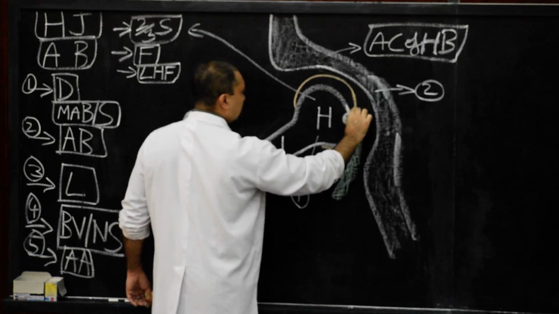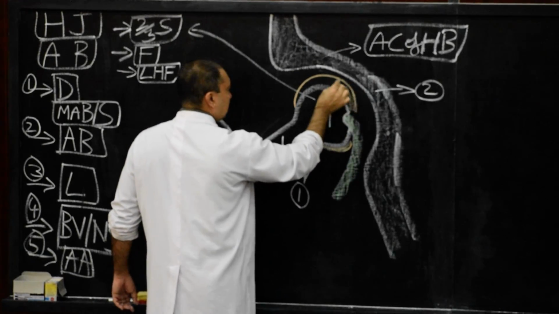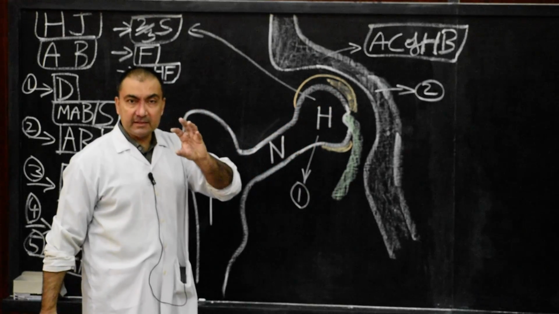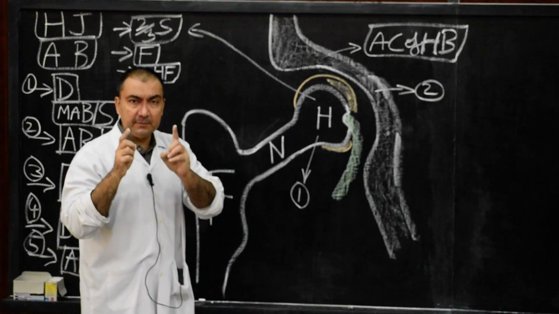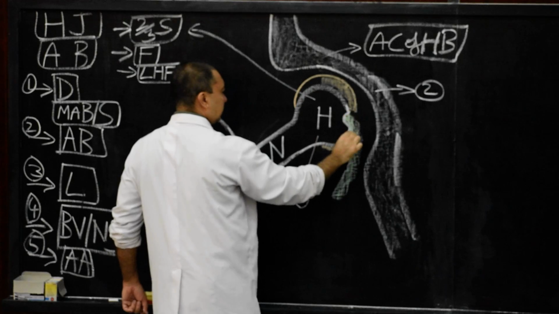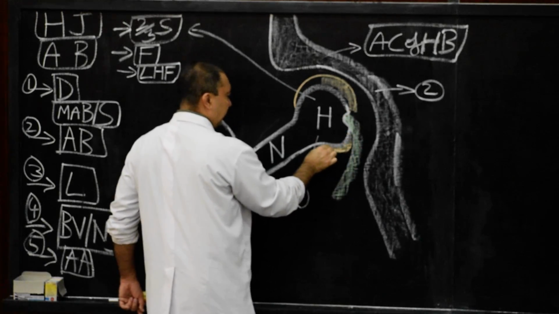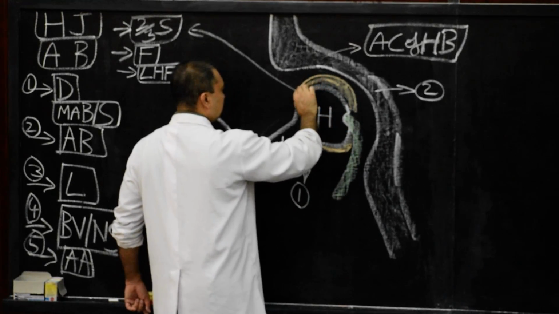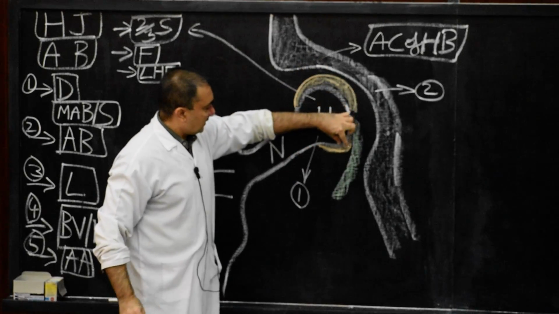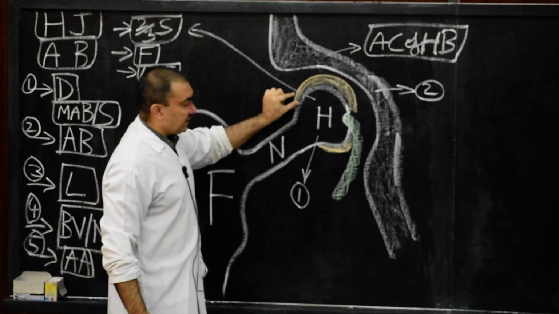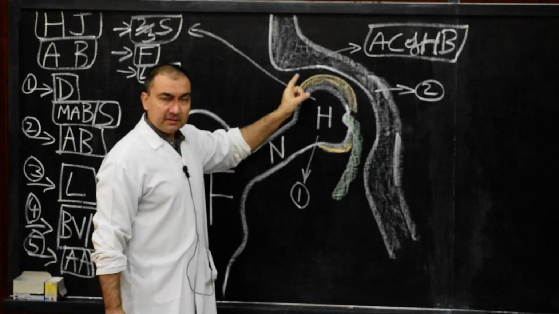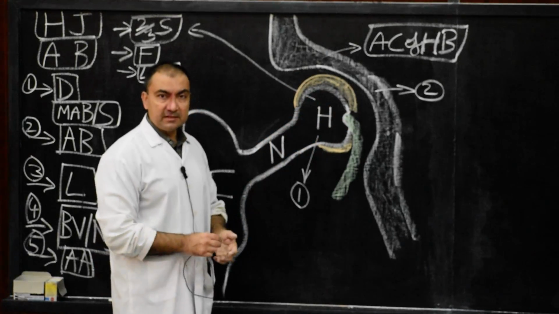a way that the central portion, which I am coloring, will be thicker and its peripheral margin will be thinner. So here, make sure that the central portion is thicker, and its peripheral margin, where it is tapering, will be thinner. This is the shape of the hyaline cartilage, articular cartilage.